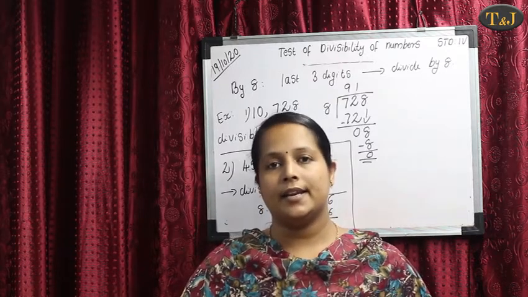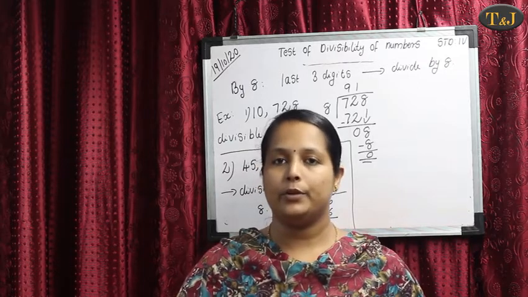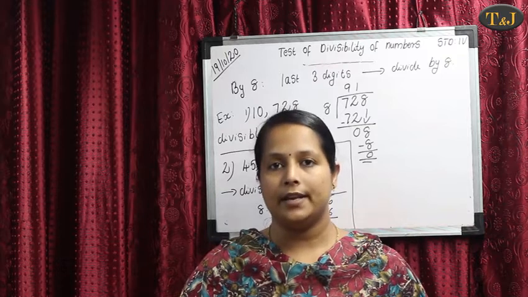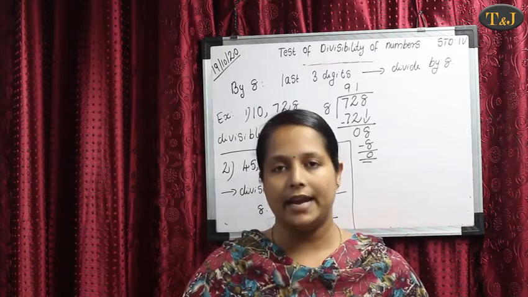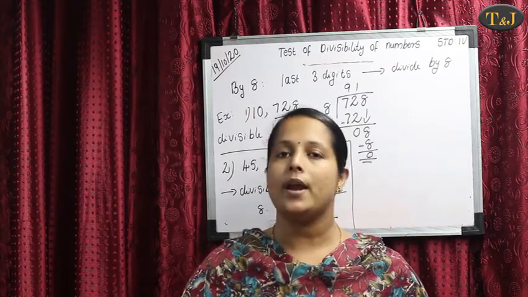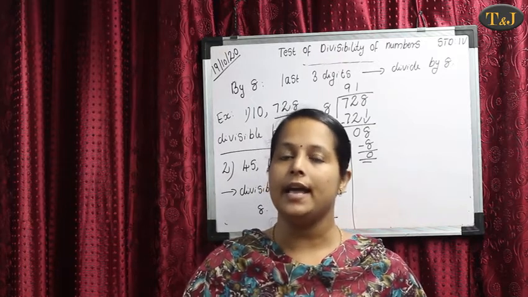Then our second test is divisibility by 3 and 9. Both numbers have the same condition. In the case of 3, when we are given a number, we find the sum of its digits. Then if the answer is included in 3's table or 9's table, the number is divisible by 3 or 9 respectively.